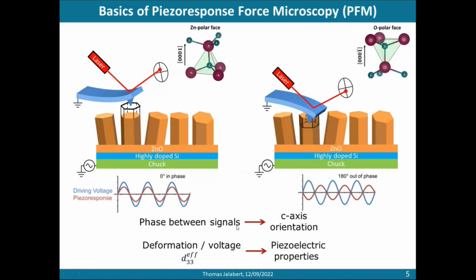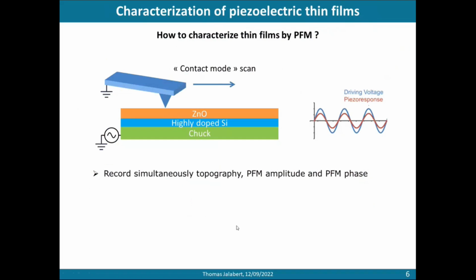Now, how could we characterize thin films? Because these thin films are flat, it's possible to use what we call the contact mode of the AFM. The tip is in contact with the sample and scans the surface of the sample. Therefore, we can record simultaneously the topography and the PFM amplitude and PFM phase of the material.